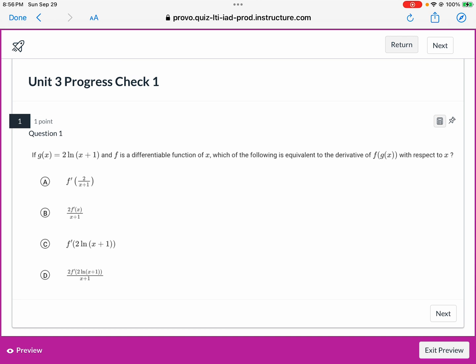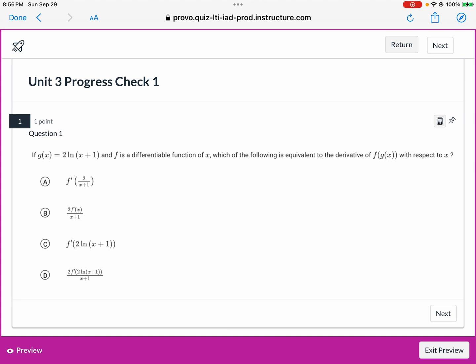So the first question says, if g of x is equal to 2 natural log of x plus 1, and f is a differentiable function of x, which of the following is equivalent to the derivative of f of g of x with respect to x? So f of g of x is a composition, and if you take that derivative, it's going to be the derivative of the outside, so that'd be f prime of g of x, remember that you keep the inside the same, times the derivative of the inside, which would be g prime of x. So the derivative should be f prime of g of x times g prime of x.